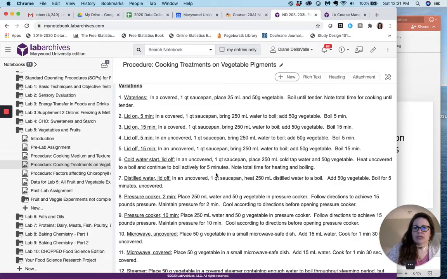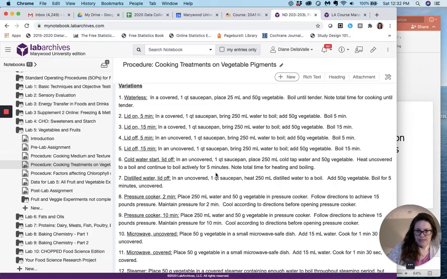Next, all in about a 1 quart saucepan, the lid on the saucepan, and it was cooked for 5 minutes. The lid on, and it was cooked for 15 minutes. The lid off for 5 minutes. The lid off for 15 minutes. In number 6, cold water was used. So cold water was started. In an uncovered saucepan, a cup of water was placed with 50 grams of that vegetable, and it was heated uncovered until it boiled, and then it was boiled for 5 minutes.